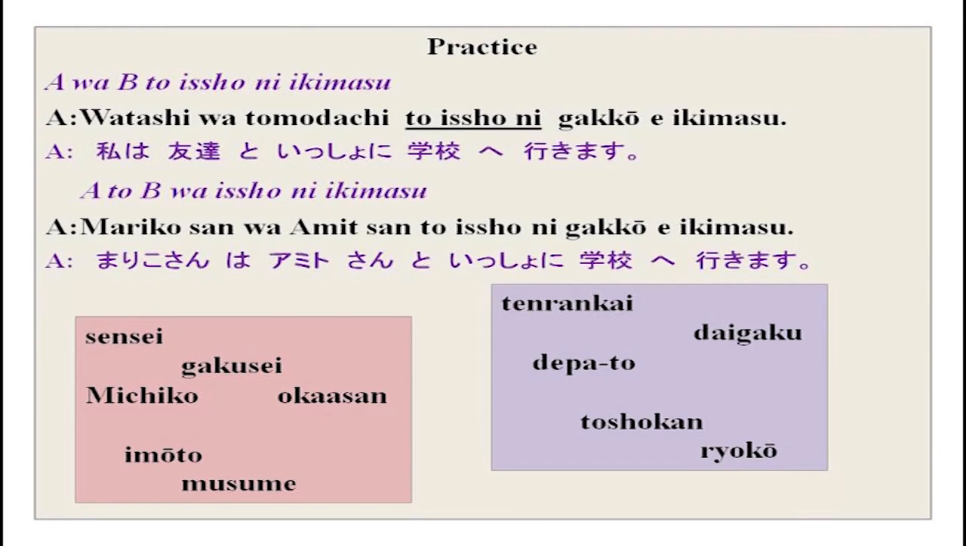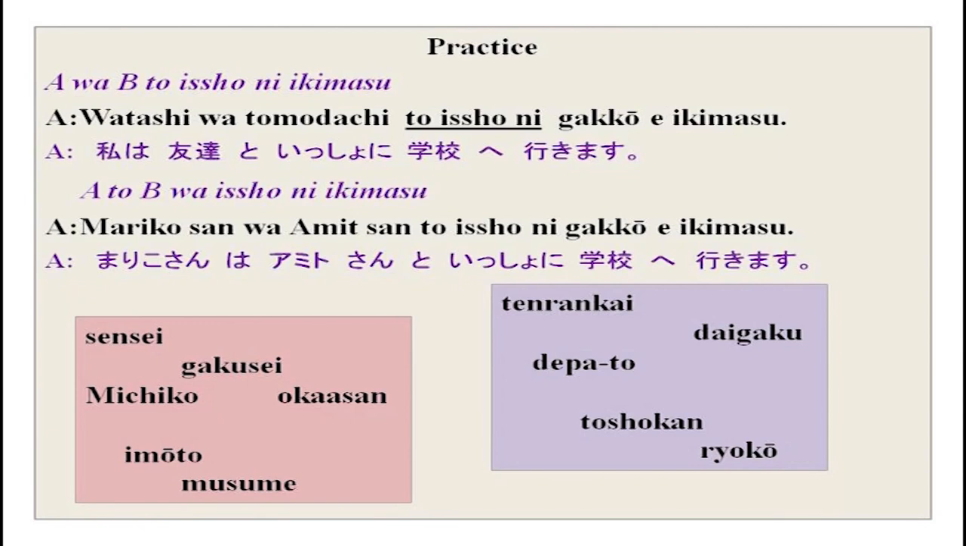Sensei, gakusei, Michiko, okasan, imoto, musume. And you have tenrankai, daigaku, depato, toshokan, ryoko. So, well, you can use A wa B to issho ni ikimasu, A to B wa issho ni ikimasu, A mo B mo issho ni ikimasu. Any of these with the vocabulary given here in pink block and vocabulary here in the purple block.